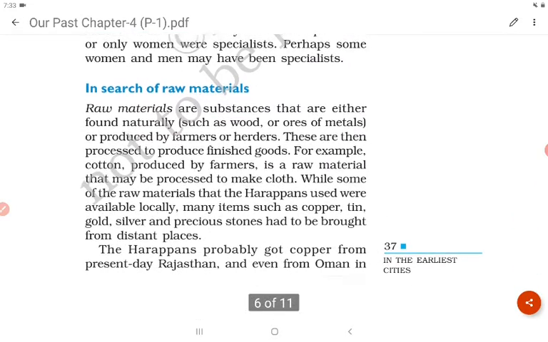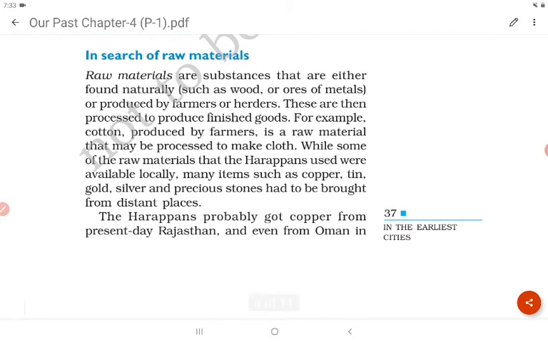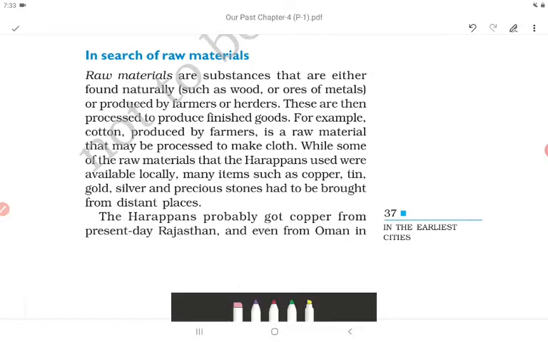In search of raw materials. Raw materials are substances that are either found naturally, such as wood or ores of metals, or produced by farmers or herders. These are then processed to produce finished goods. For example, cotton produced by farmers is a raw material that may be processed to make cloth.